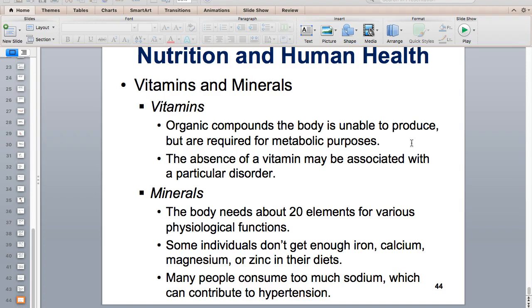Minerals, again, are needed for various physiological functions. That's what it says here. In terms of iron, it's super important for carrying oxygen around. If you have low iron levels, you might have low hemoglobin levels, low blood cell counts, and that's all corresponding there. But equally as important are calcium, magnesium, and zinc; you need all of those minerals as well. Too much sodium can contribute to hypertension. So you can see how minerals are also super important to the function of the body.